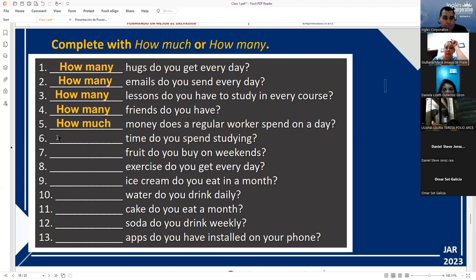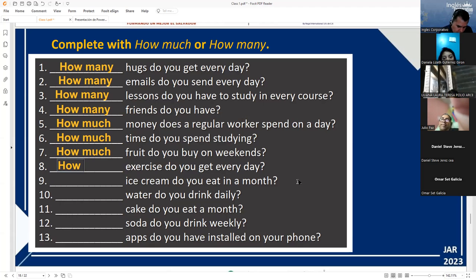How much time do you spend studying? 1 hour, 2 hours. How much fruit do you buy on weekends? A few. Yeah, a little fruit. How much exercise do you get every day?